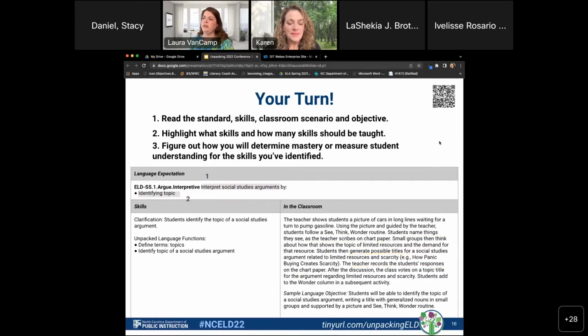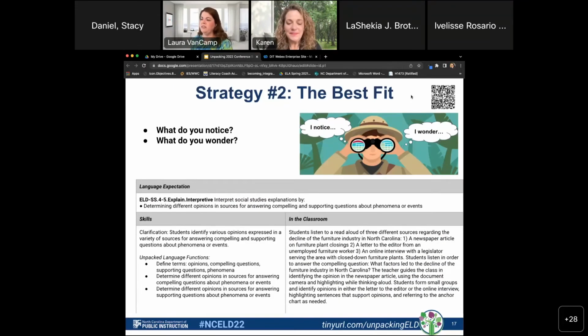And now we'd like to go to our next strategy. We call this the best fit. And we're going to slow down the process just a little bit. We're going to look at this from a different angle. And when I read this standard aloud, I'm going to ask you to think, what do you notice and what do you wonder? That's all you have to think about right now. What do you notice and what do you wonder? And I want you to tell us by unmuting or putting in the chat what you notice or what you wonder.